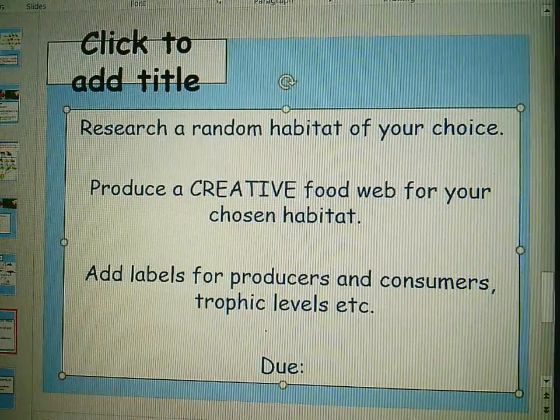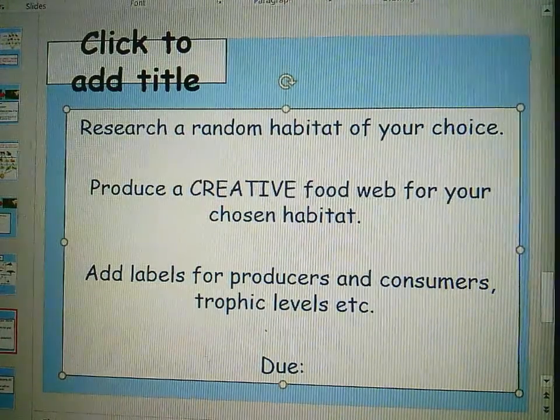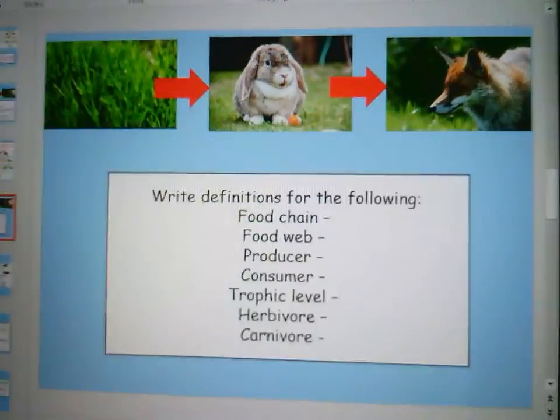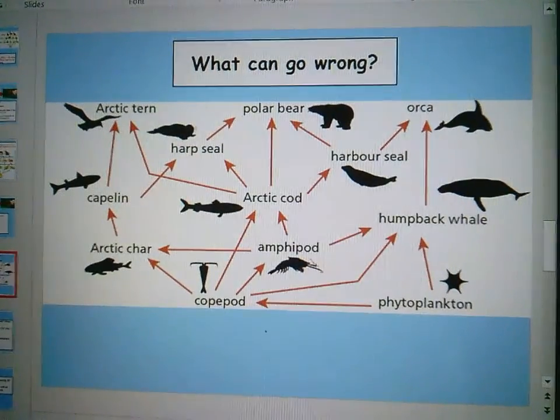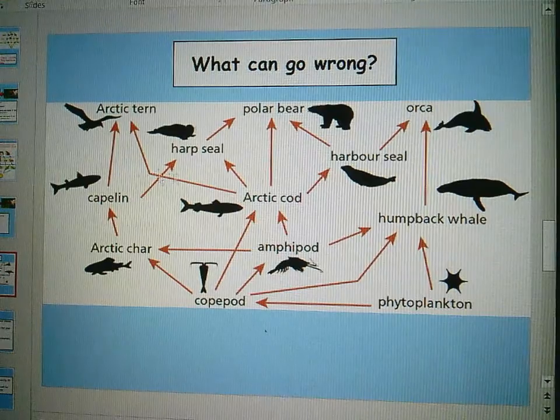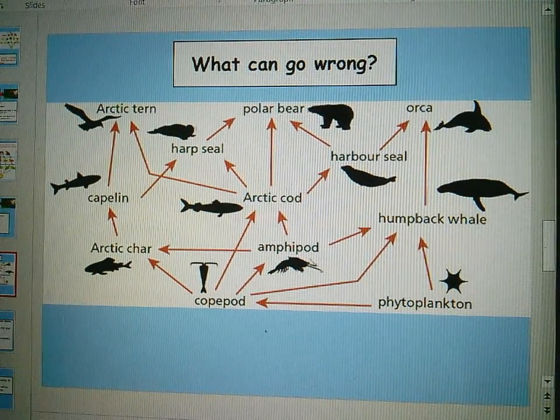Okay, so you have to do some research about that. I want you to label on there all the producers, consumers, and the different trophic levels. So really, I mean all of those different words. Now there's an example of a food chain here that can help you if you want to look at one. This is a sea food chain. Okay, that's all I want you to do.